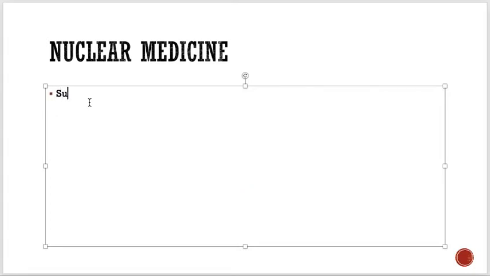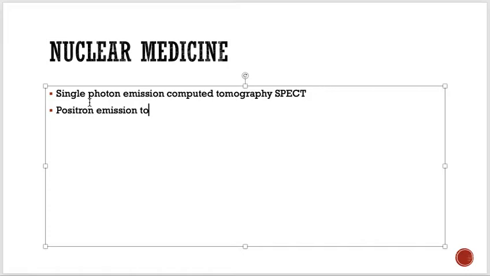What is SPECT? It is single photon emission computed tomography, right? So this is called SPECT, and the other one is positron emission tomography. So it is called PET. Okay, so SPECT and PET.